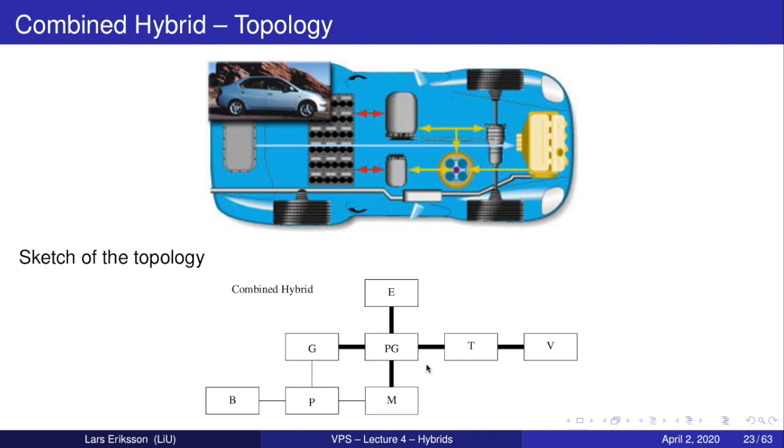Actually, the electric machine is sitting on this shaft in the Toyota Prius, but it shows that we have four different things to play with. We have combustion engine, we have generator, we have electric machine, and we have the vehicle. All of these are connected together with the planetary gear set.